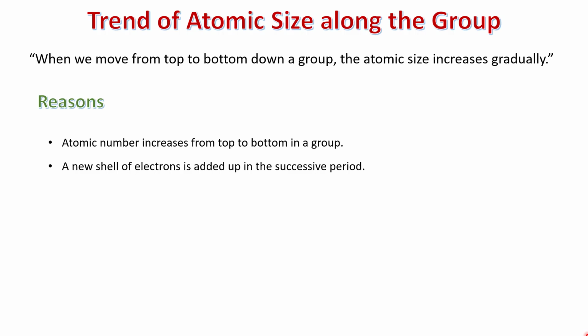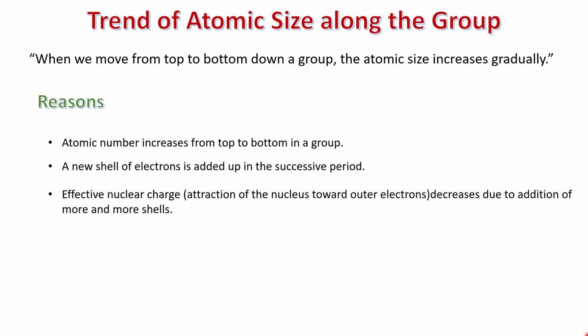Because you know that when we are moving down a group, let's suppose we are in the first period, there will be only 1 shell, and now we are moving towards the second period or third period, so the number of shells will increase: 2 in the second period, and in the third period there will be 3 shells, similarly 4 and 5 in the fourth and fifth period.